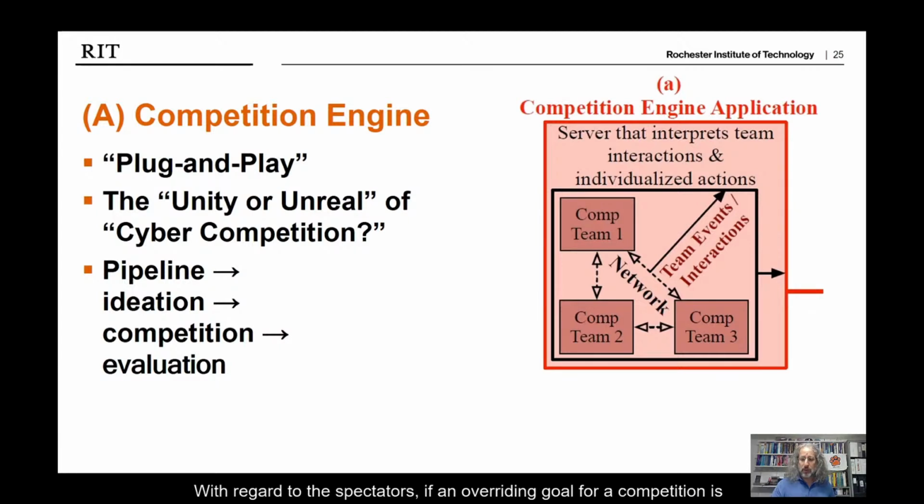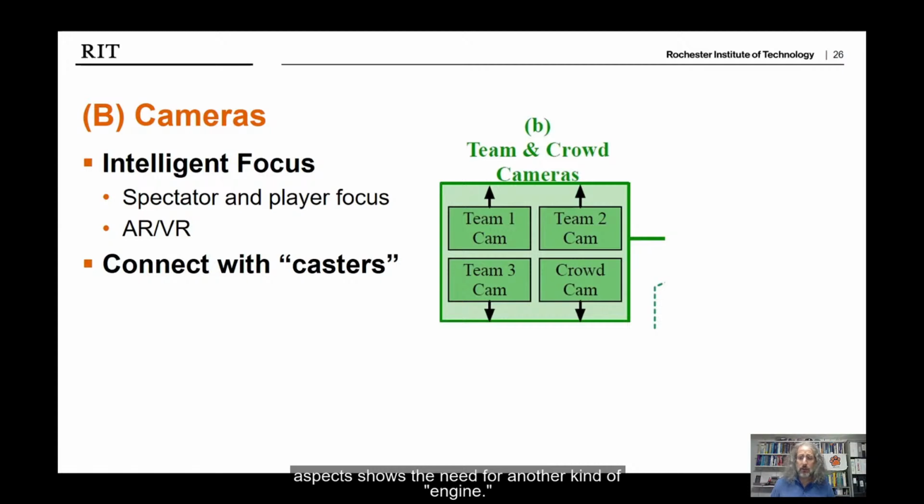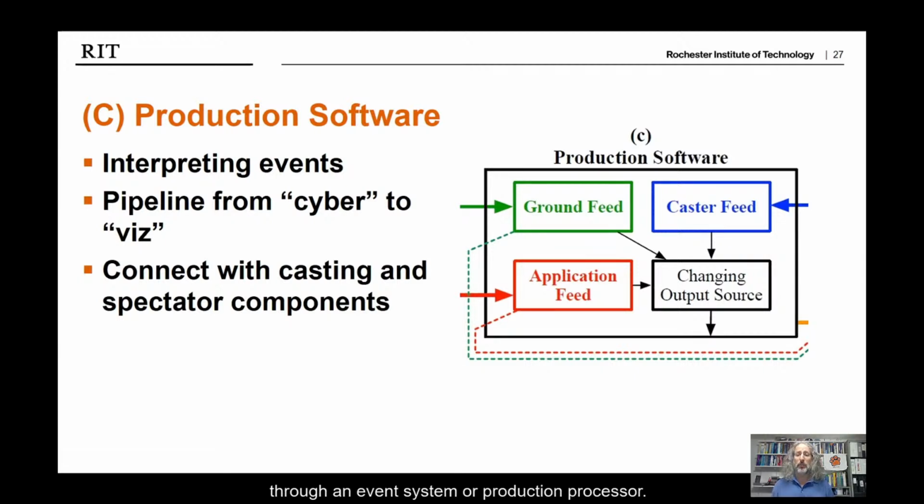Go meta! With regard to the spectators, if an overriding goal for a competition is to provide a robust learning experience for all designers, competitors, and spectators, then we need mechanisms for viewing the teams without interfering with the competition itself. Setting up cams at each station, or even having a camera crew provides a multitude of streams. We also see a hint of production values, event management, perhaps even VR for deep immersion. The complexity of connecting with multiple data streams, the game, the crews, and more aspects shows the need for another kind of engine. Each output from the streams, the game, the announcers, the game masters, and so forth requires integration through an event system or production processor.